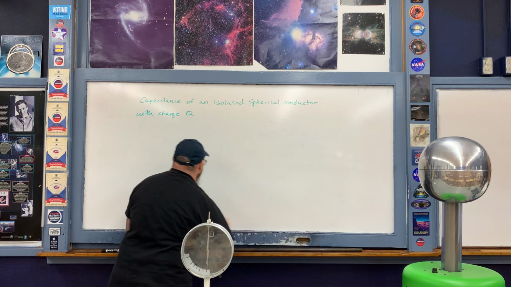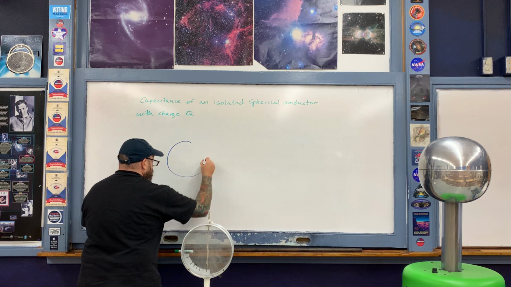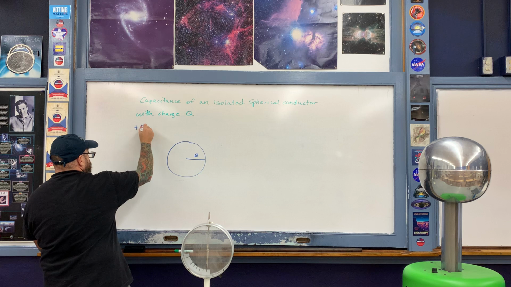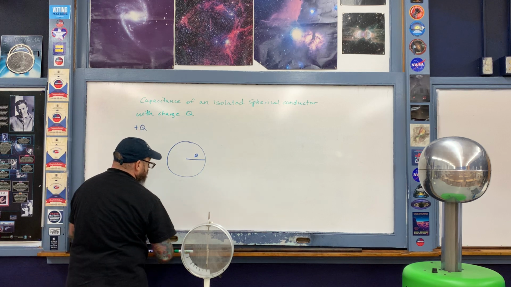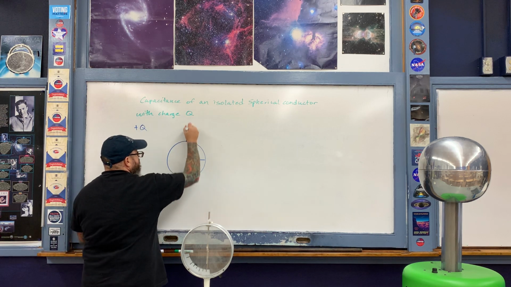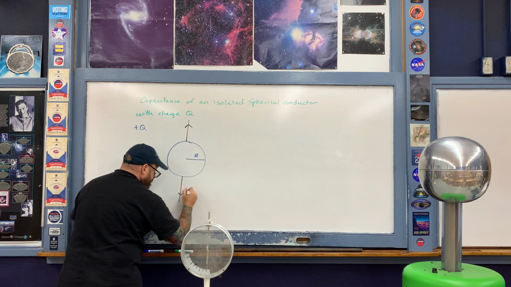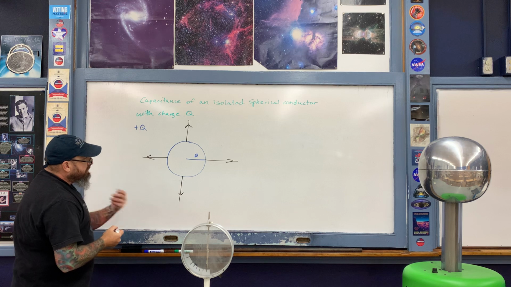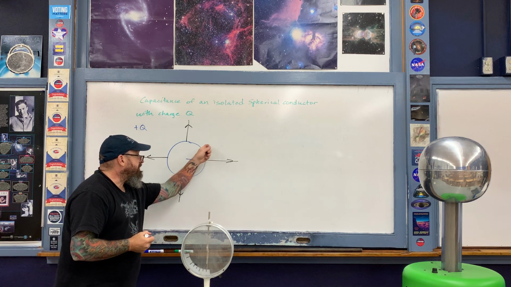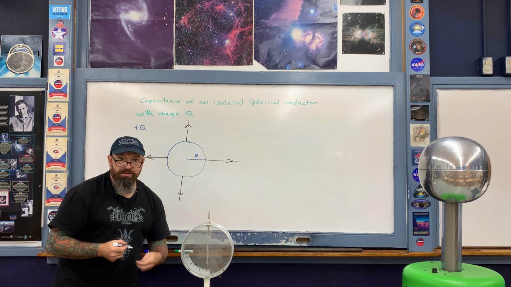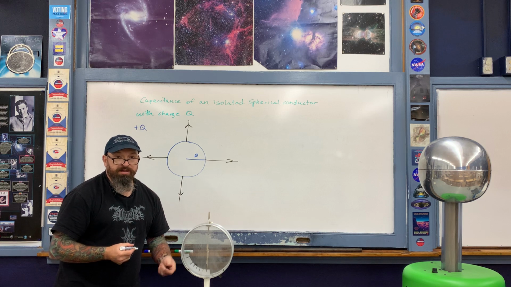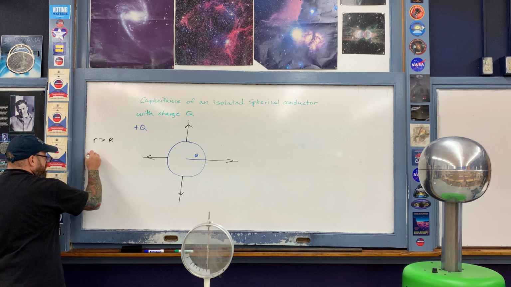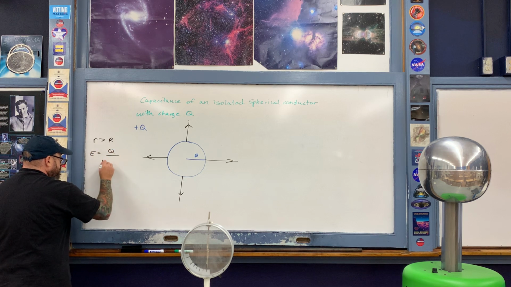Okay, so here is my spherical conductor like so. We'll say it has a radius capital R associated with it. I give it a charge, I'll call it positive Q. And then therefore we have an electric field that is radially outwards from the surface of the globe. Using Gauss's law for a Gaussian surface with a radius greater than capital R, for little r greater than capital R, the electric field behaves as that of a point charge.